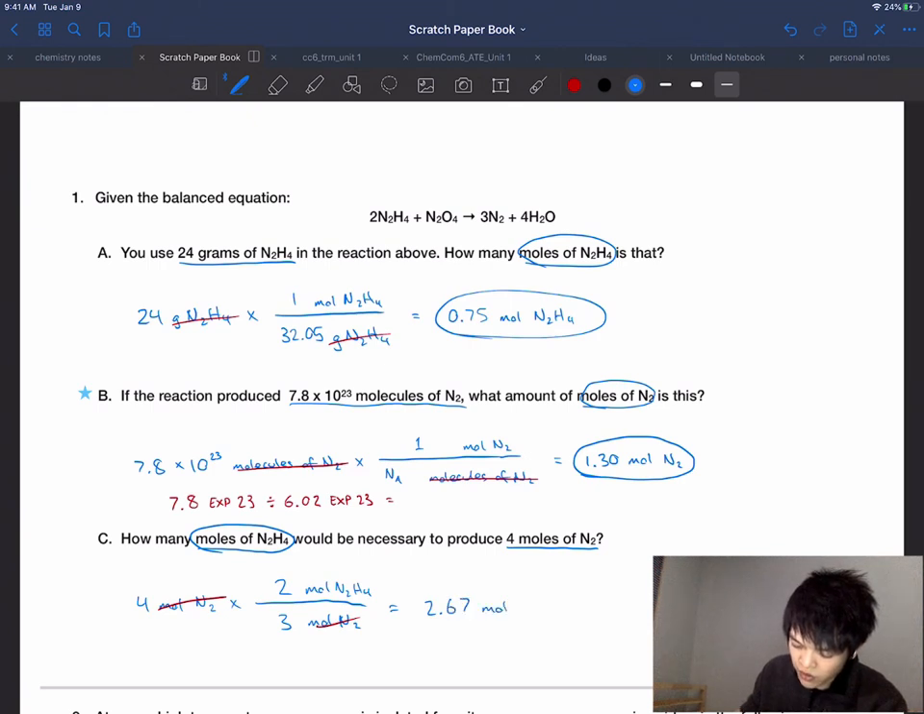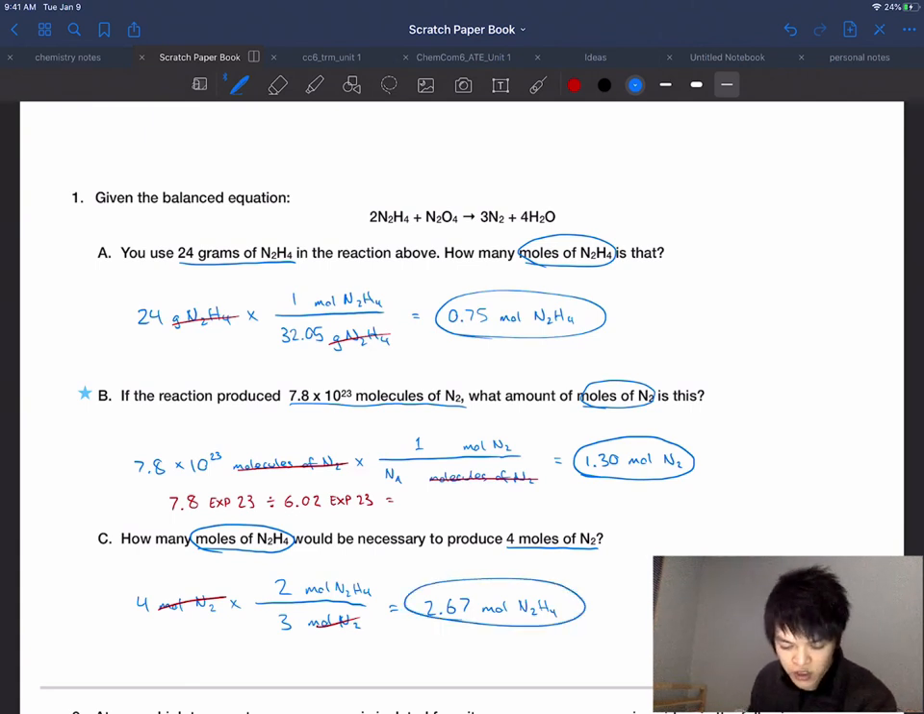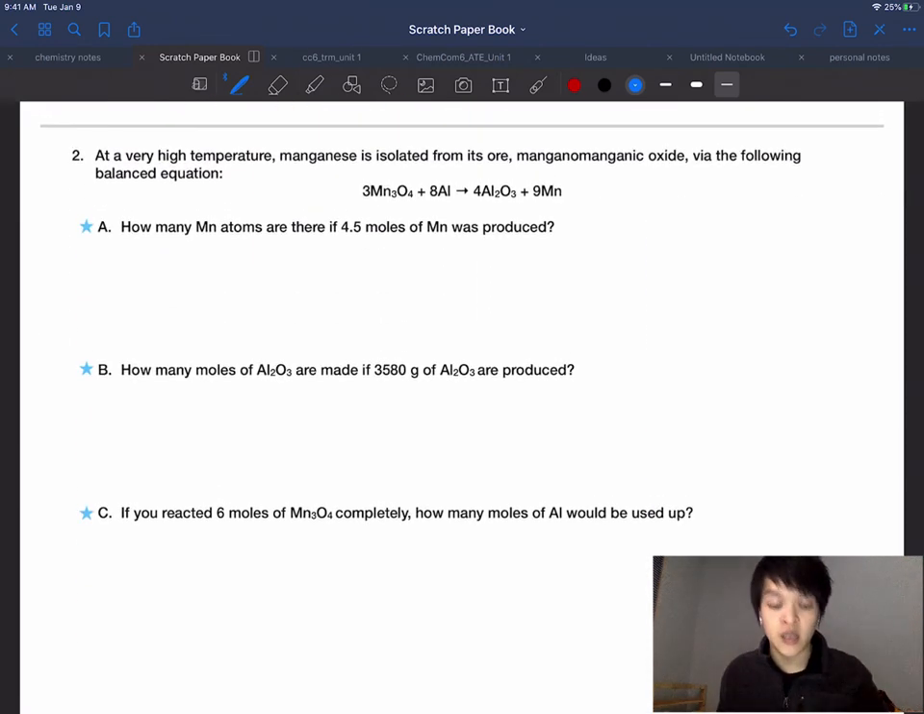2.67 moles, and we're converting to moles of N2H4. So when we're doing this reaction, if you're producing 4 moles of N2, you would need to start with 2.67 moles of N2H4. Yeah, that makes sense. Okay, I really want you to try these on your own, and we'll see when we check it if you got it right.